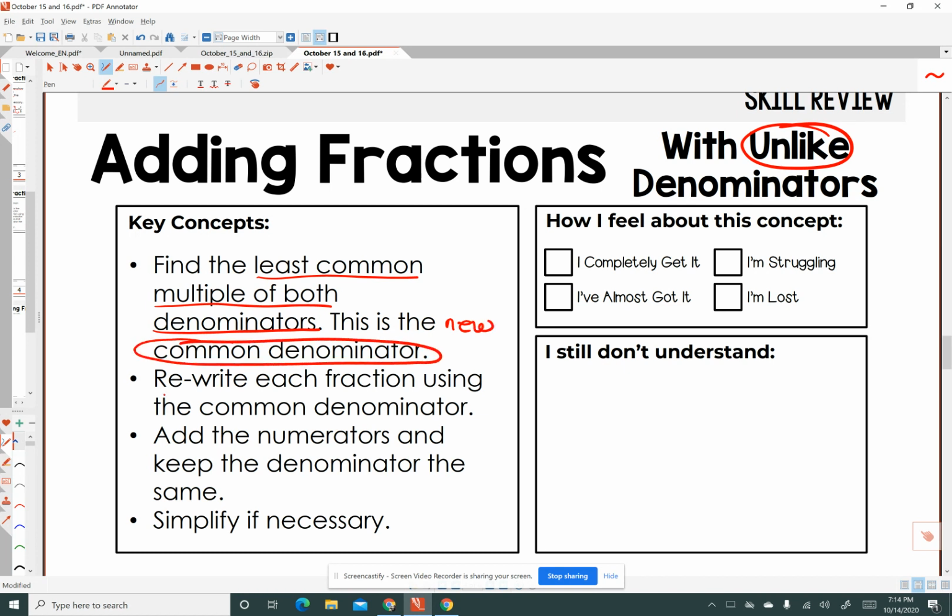Then we will rewrite each fraction using the new common denominator. Then we will add the numerators and keep the denominator. This is just as we did with like denominators, and simplify as necessary. So the new steps here are step 1 and step 2. So let's get started.